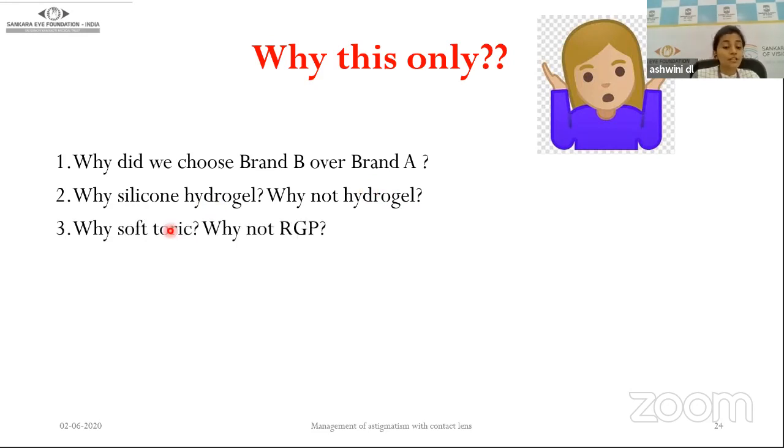And already we know why we chose soft toric over the RGP. Once again, I would like to repeat, we chose soft toric because the spherical component was more compared to the astigmatism, and also the patient had mild to moderate astigmatism. For mild to moderate astigmatism, based on the evidence and the practice we followed, we can say the soft toric will be suitable for the patient compared to RGP contact lens. So these are the various reasons why we chose this particular contact lens over the other contact lenses.